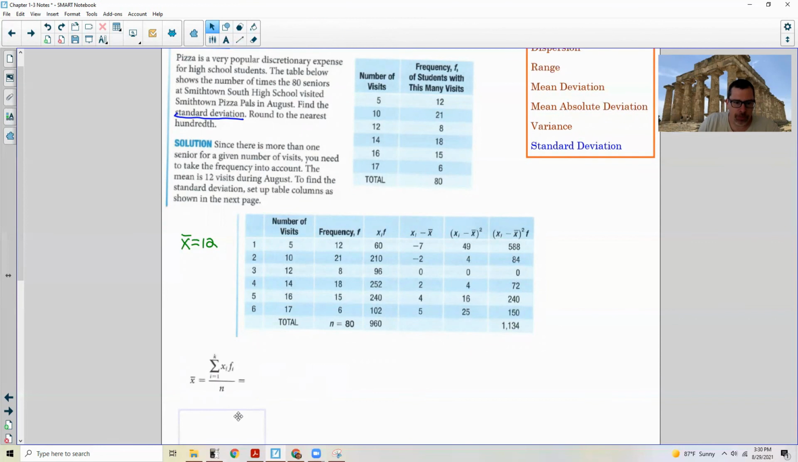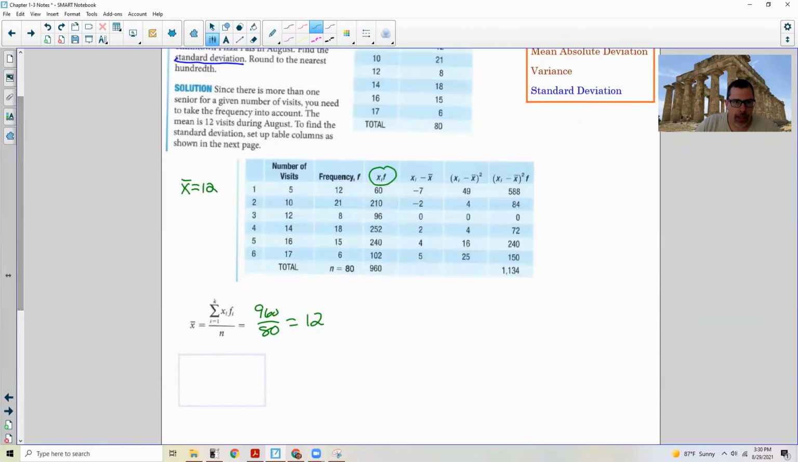All right, so then we're going to use this formula, which is the mean is the sum of all X sub I F sub I, which is this column here, 960. Okay, so I'll just write that in here. 960, that was this column here, X sub I F. They just called it F sub I, whatever. And then N was 80. And that's what gave us 12. All right. And then we take this, and the standard deviation is the sum of all of the squareds times the frequency.